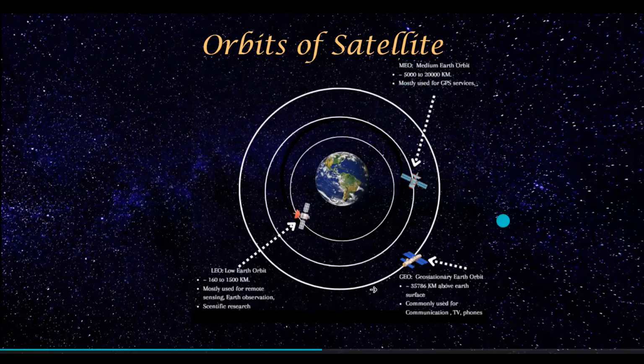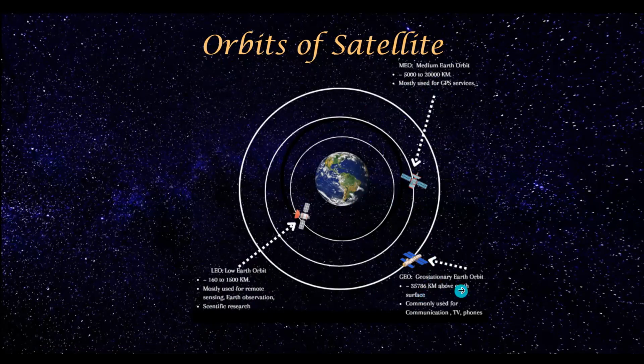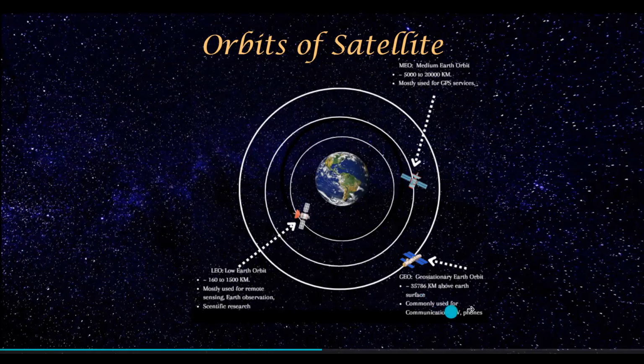Now, the geostationary Earth orbit is the farthest orbit of the Earth, and that is 35,786 kilometers above Earth's surface, commonly used for communication, phones, etc.